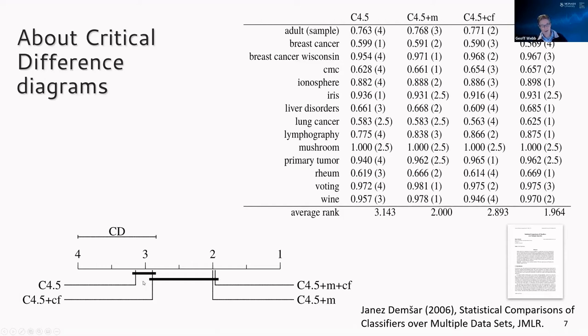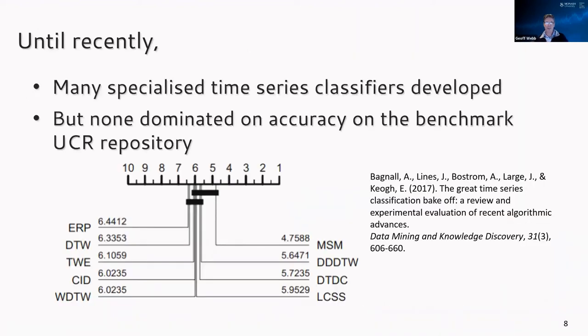And we can then draw a bar to group together those algorithms whose ranks are not statistically significantly different to one another. So what this graph is telling us is that over these tasks, comparing using accuracy as the measure, you cannot statistically significantly distinguish C4.5 from C4.5 plus CF, or the three variants of C4.5, but that these two variants of C4.5 are statistically significantly superior to C4.5. Sorry, that's a fairly laborious explanation, but I'm going to be using this a lot, so it's important that you understand it.